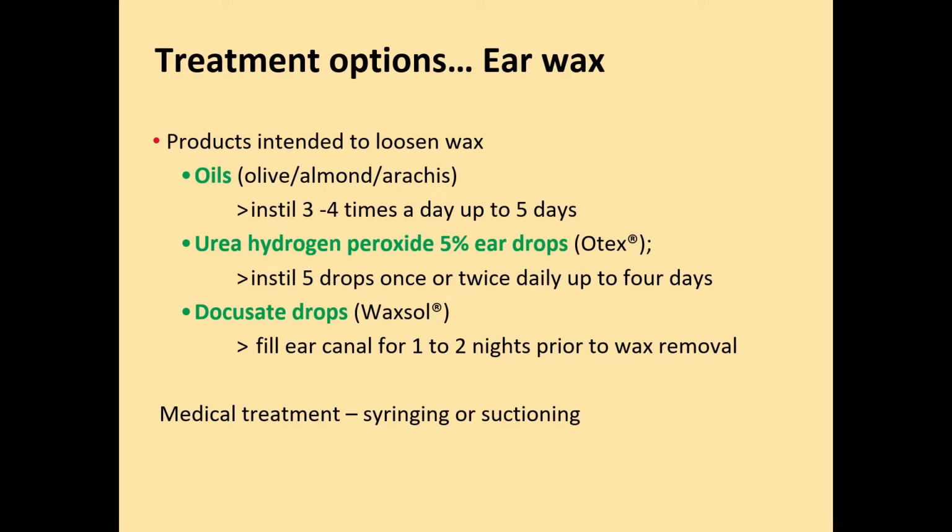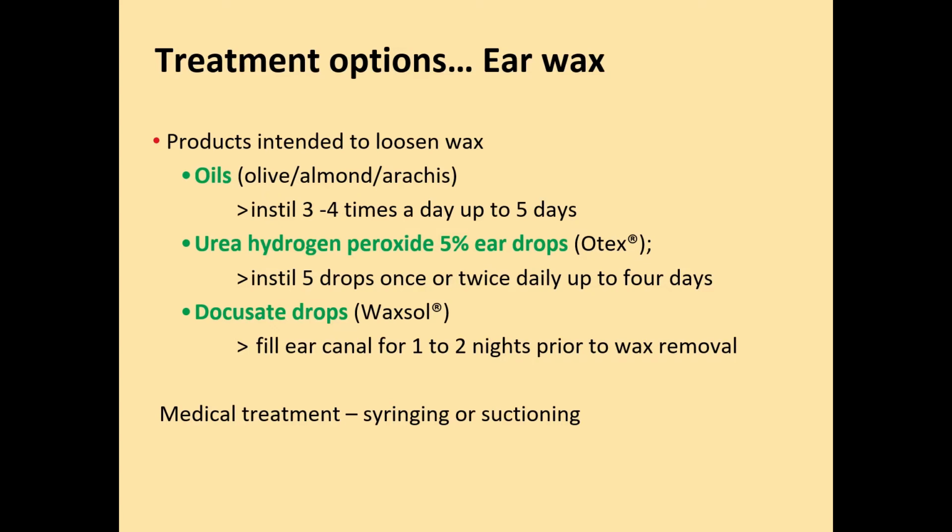Urea hydrogen peroxide, 5% ear drops, common brand name Otex. With these drops, you instill 5 drops once or twice a day for up to 4 days. And so that might be for up to 4 days before medical treatment, or up to 4 days and then allow the ears to self-clean. The urea and hydrogen peroxide help break down the wax and soften it, and so then it can leave the ear canal bit by bit.